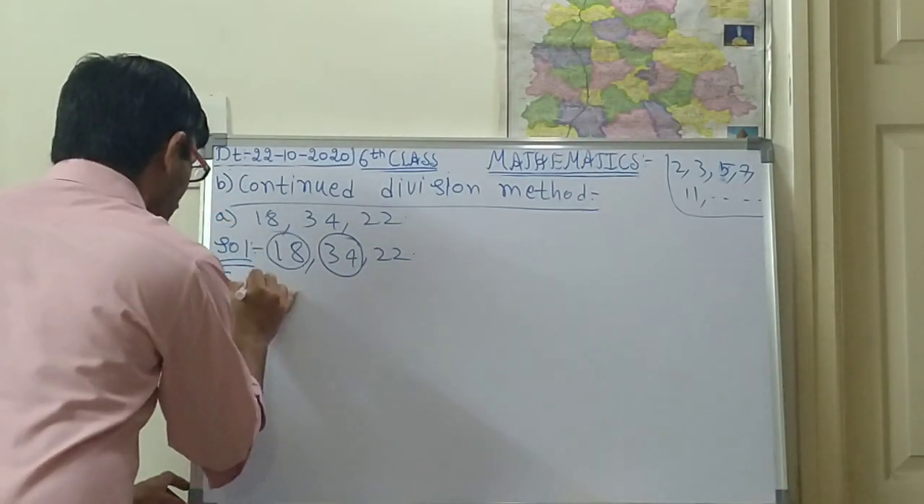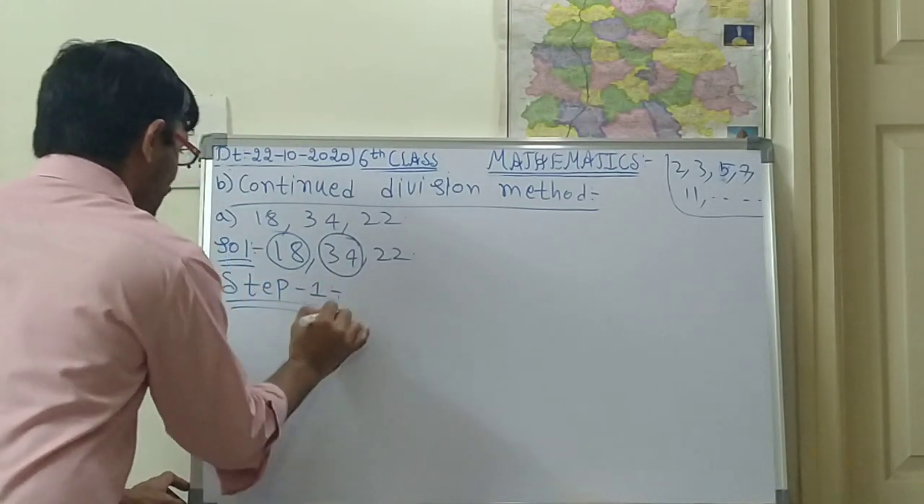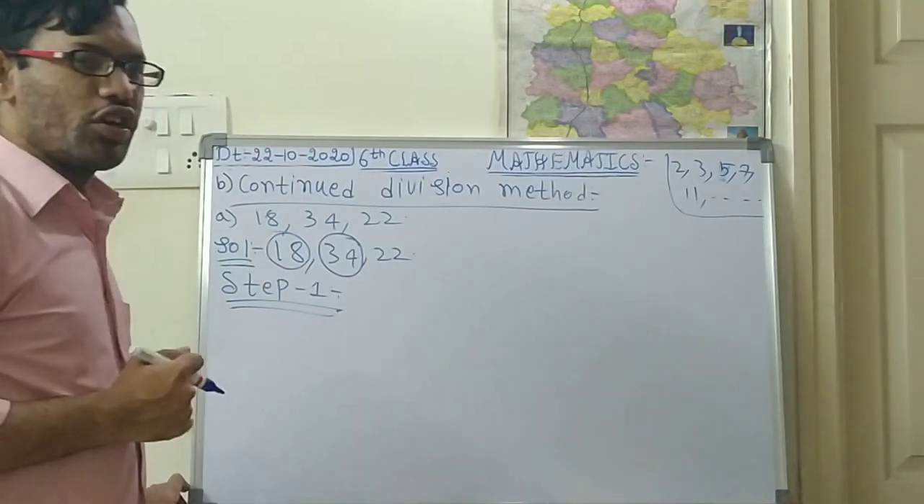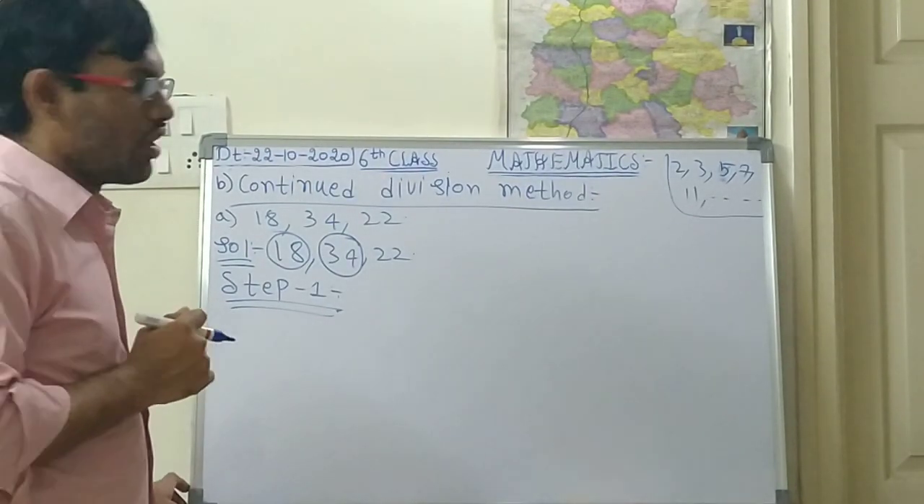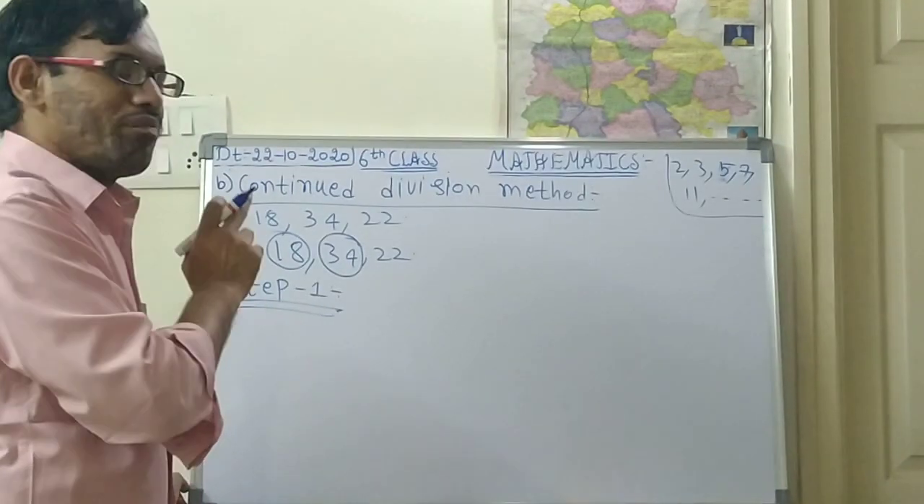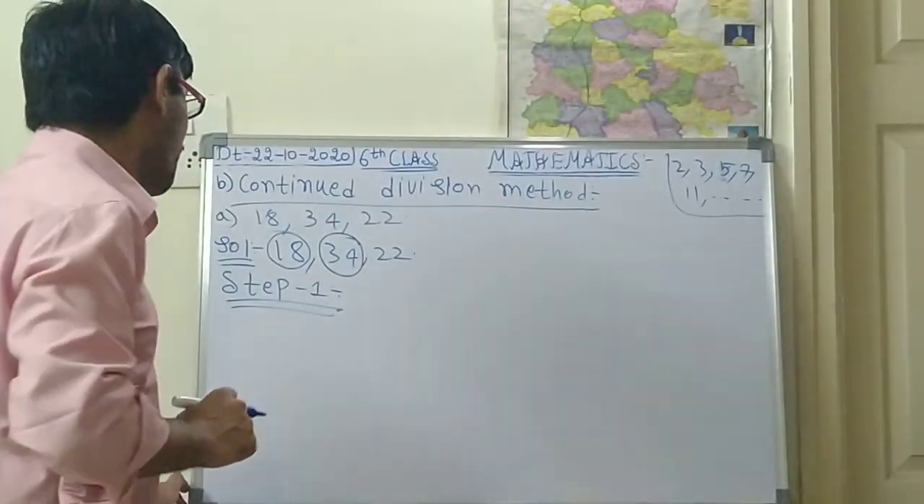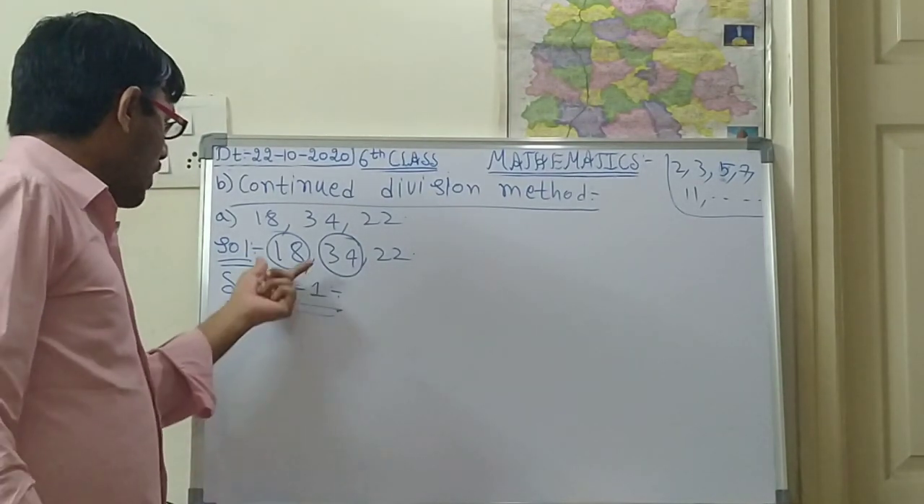So step 1. What is step 1? Same like this you are supposed to do. Note it down in your classwork, children. While I am explaining, you are supposed to note down. So please pause the play and note down. Compulsory. So what is step 1?